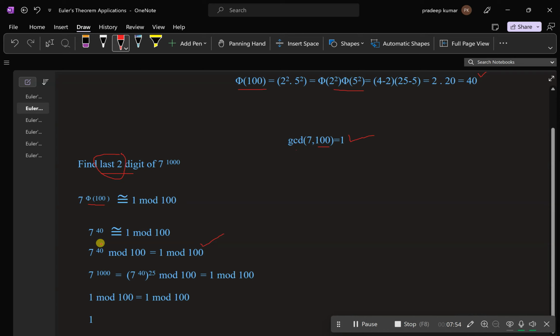See, now I know the answer. What is 7 to the power of 40 mod 100? That is 1, isn't it? But this is not the question they have asked. They have asked what is 7 to the power of 1000. So how do I express 1000 in terms of 40 here?